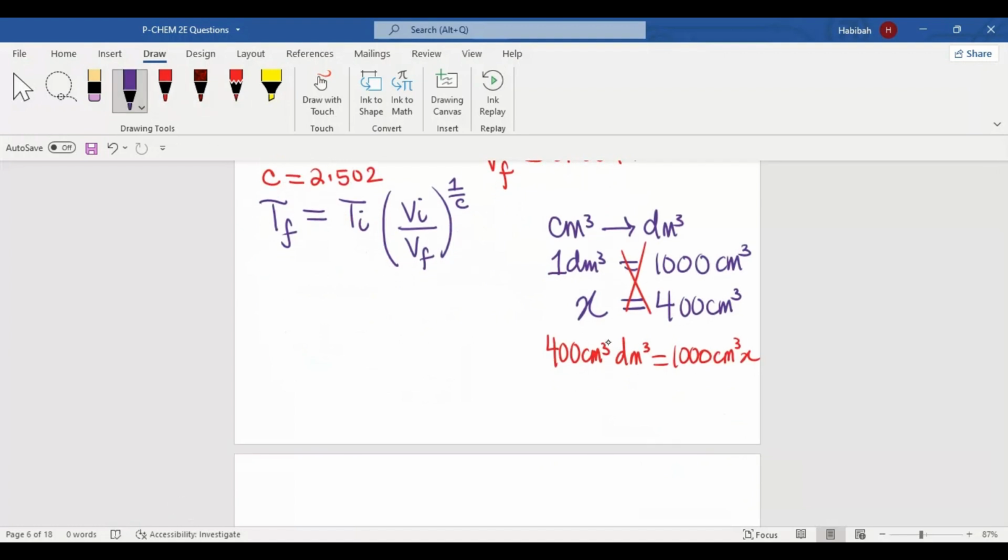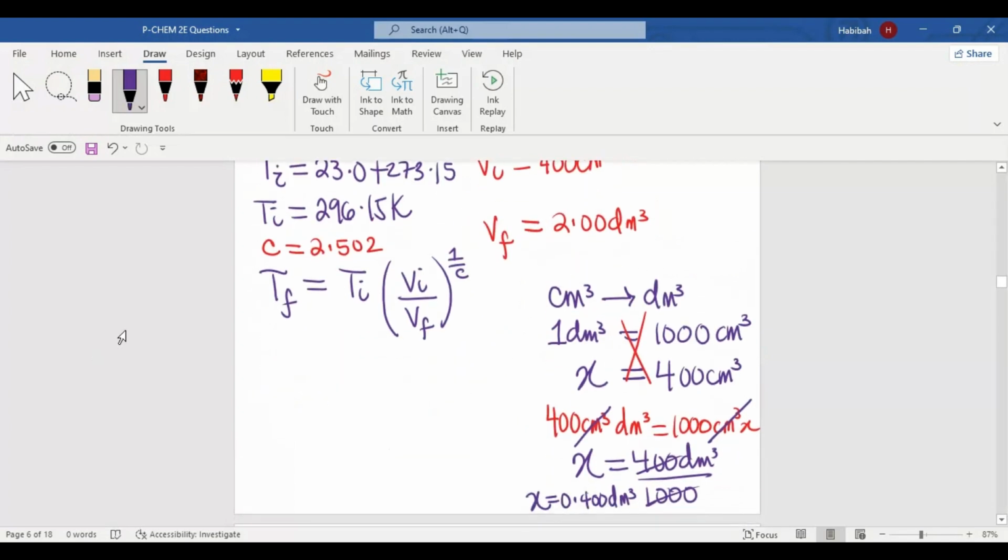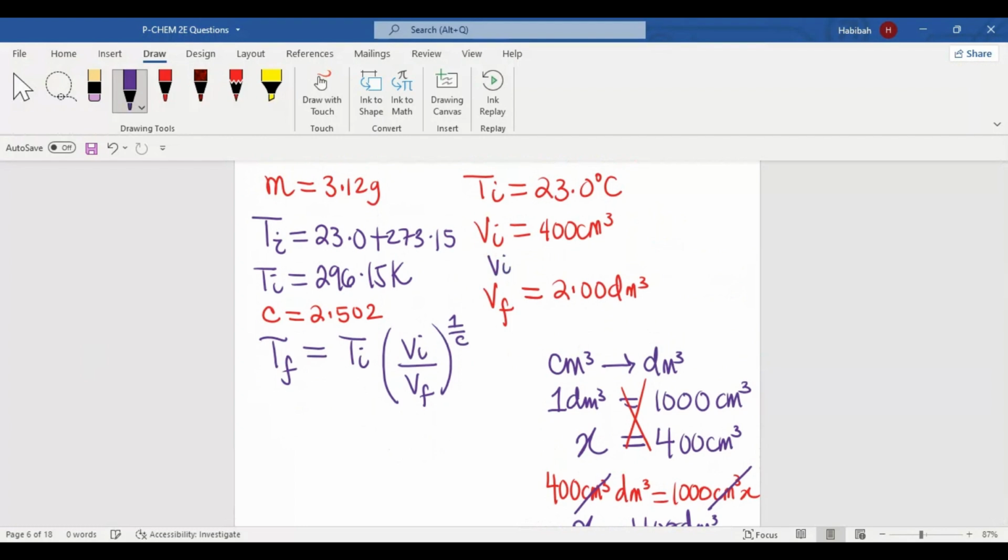So solving this, we're going to cancel out centimeter cube. Remember, we're trying to solve for 400 centimeter cube in decimeter cube. So we have to cancel this, and also, both units are on both sides of the equation. So that will be x equals 400 decimeter cube divided by 1000. So that's just going to be x equals 0.400 decimeter cubed. So our initial volume, V initial, is actually going to be 0.400 decimeter cube, and this is what we're going to be substituting in this particular equation. So yeah, that's basically it. Now we're ready to substitute and continue with our calculation.